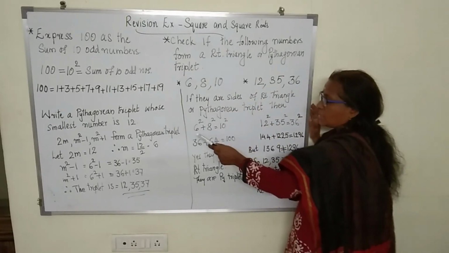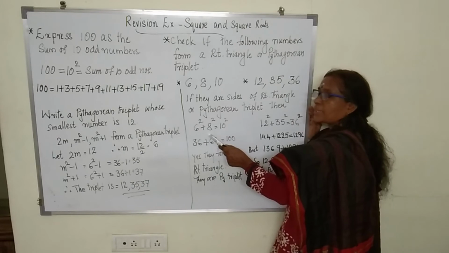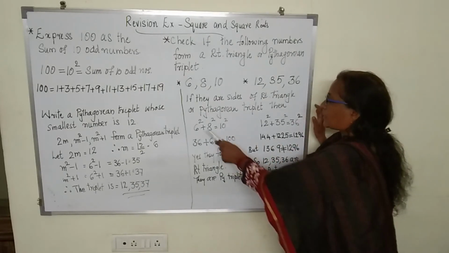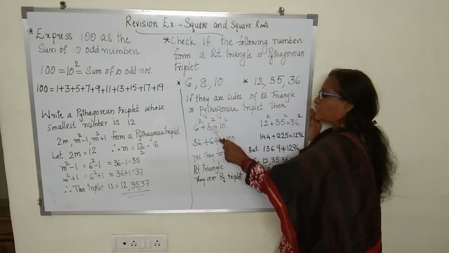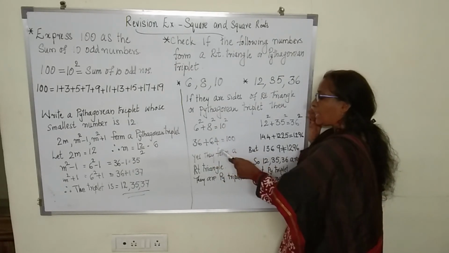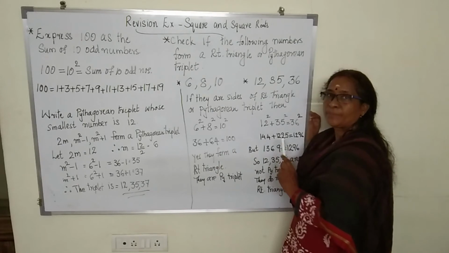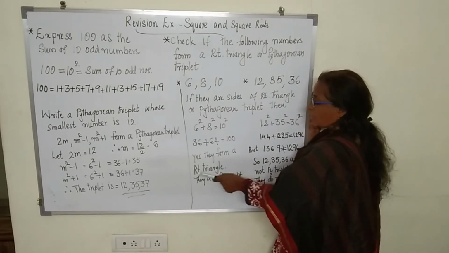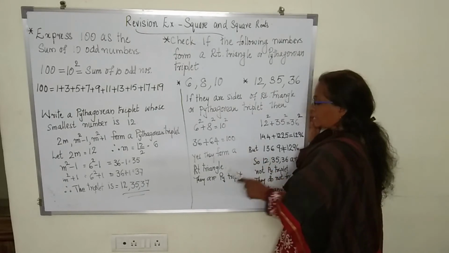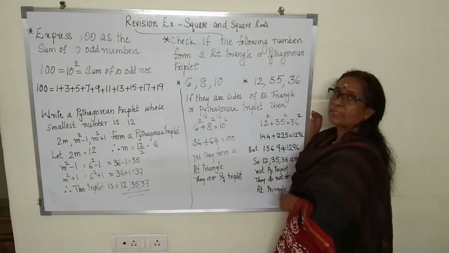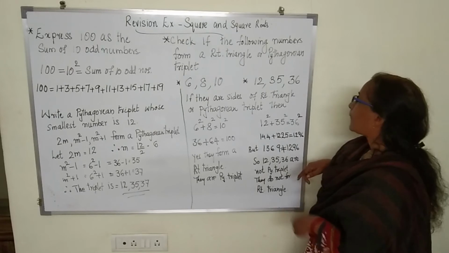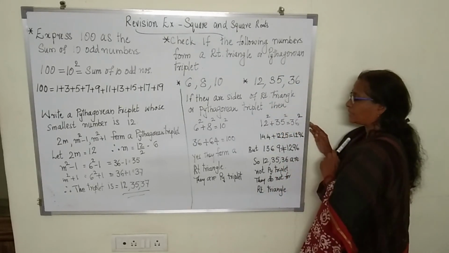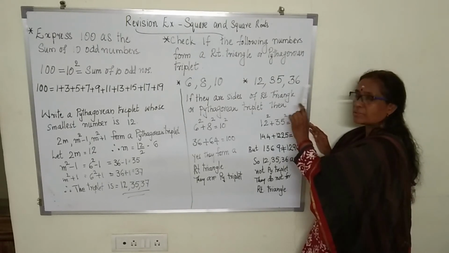So, let us say that 6 square plus 8 square must be equal to 10 square. Let us check. 6 square is 36, 8 square is 64. When we add, do we get 100? If we get 100, then yes, they form a right triangle, or yes, they are a Pythagorean triplet. Another example is 12, 35, 36. So, let us think yes, they form.